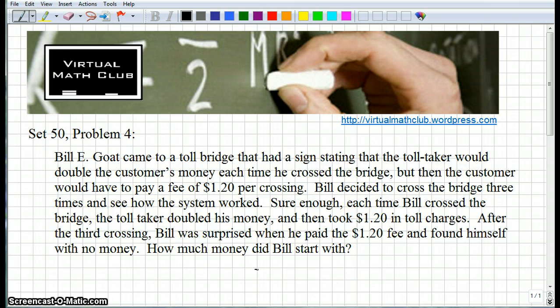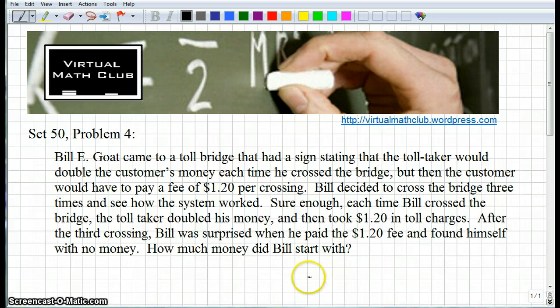Sure enough, each time Bill crossed the bridge, the toll taker doubled his money and then took $1.20 in toll charges. After the third crossing, Bill was surprised that when he had paid his $1.20 fee, he found himself with no money. How much money did Bill start with?